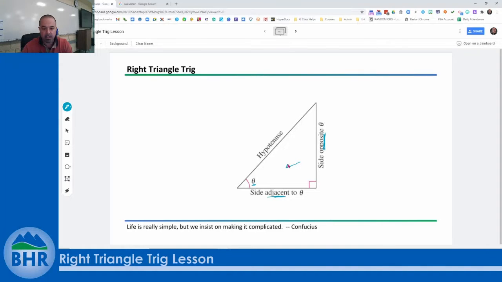Okay, so if I am here at theta and I have to look across my triangle to the side that's given, then this is the opposite side. The adjacent side makes up the angle with the hypotenuse, okay? So the adjacent side is the side that's next to theta, and the side that is opposite comes up here, all right?